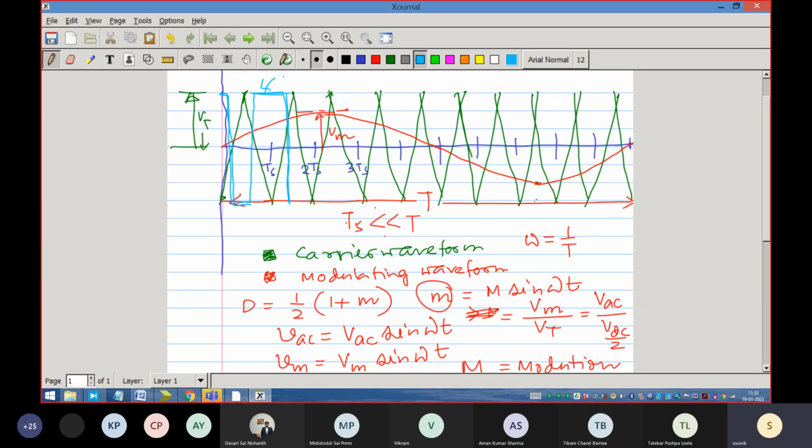This is the top switch pulse. The bottom switch is just a complement, so there is no new information. The top switch is this, and it also gets compared here.